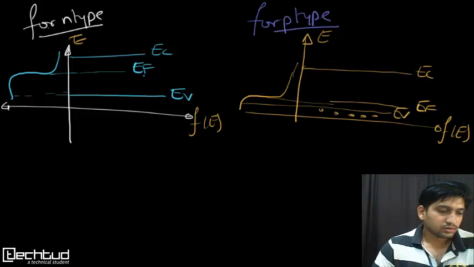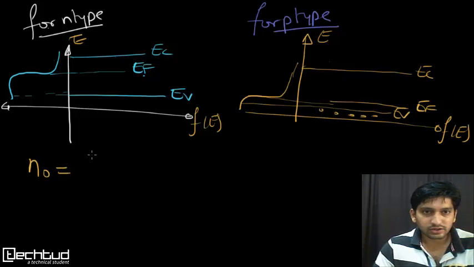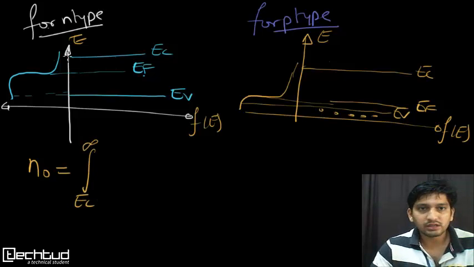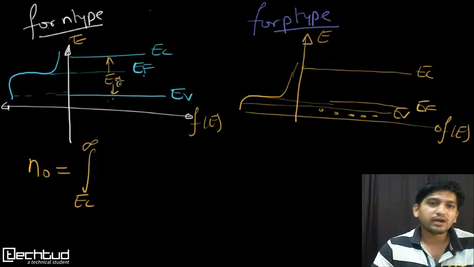We also know that the electron concentration is N naught. Suppose we want to calculate the electron concentration, it will be what? From EC to infinity. What is EC? EC is here, and above EC there are the electrons. We know that between EC and EV there are no electrons, because this is the band gap energy, that is Eg. So in this, the probability of finding an electron at Eg is what?